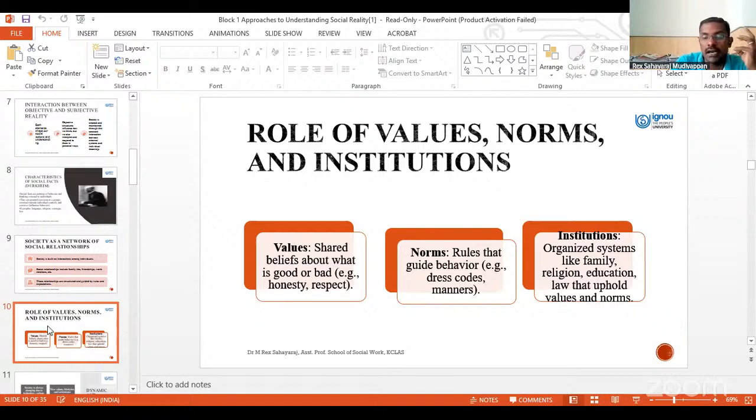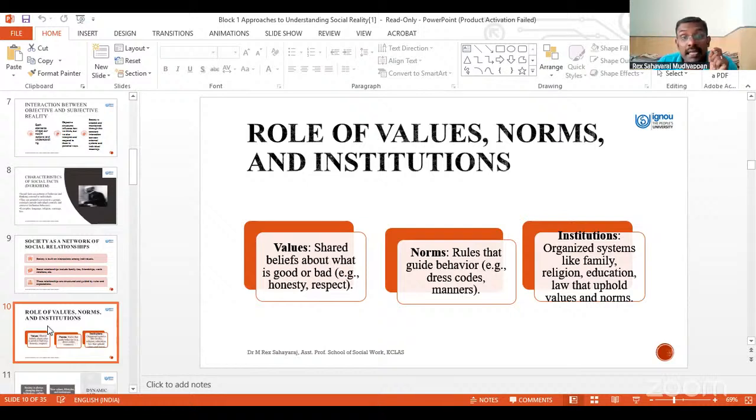We will learn what values, norms, and institutions are in a later part. But shared beliefs about what is good or bad are called values. Shared beliefs about what is good or bad. Okay. So one society's values cannot be the values of another society, but values means shared beliefs. A particular community has some kind of beliefs, and it is shared with all the people of that particular community.